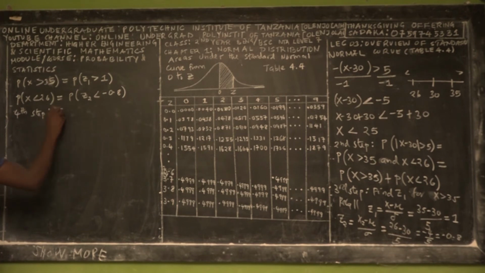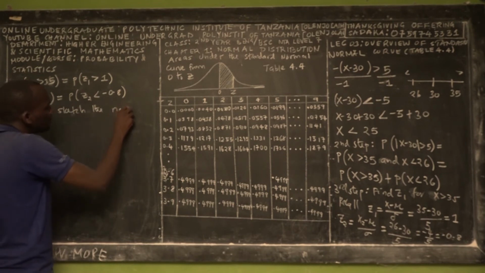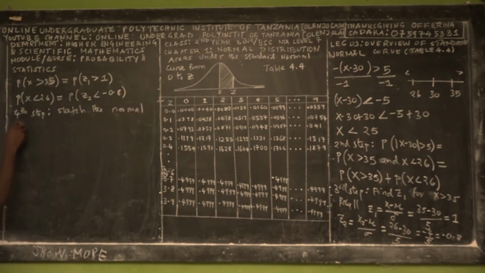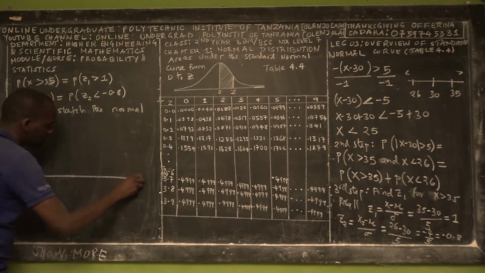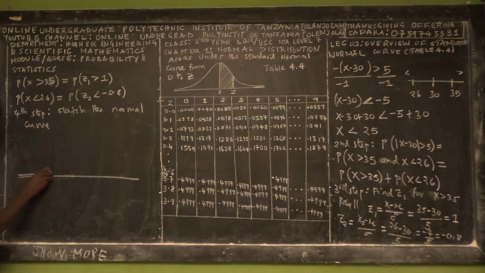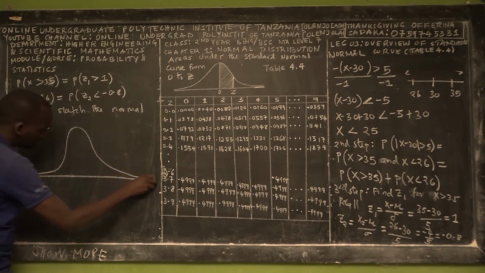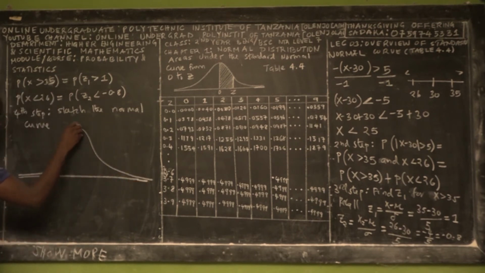The first step, we have to sketch out the normal curve. So let us sketch the normal curve. This is z equal to 0. Then here we have negative 0.8, and there we have 1.